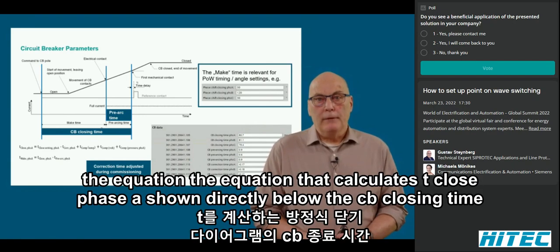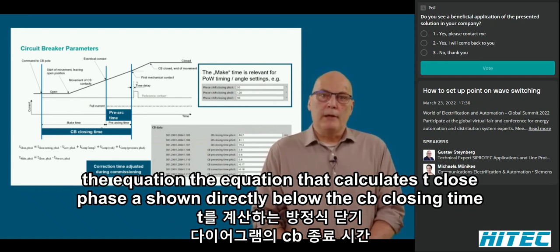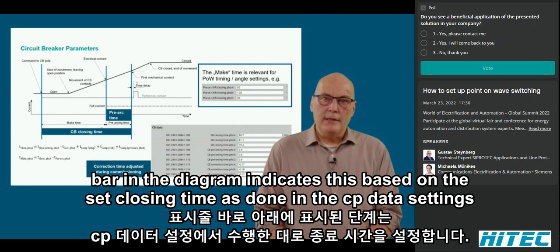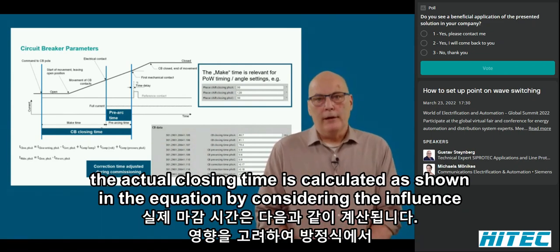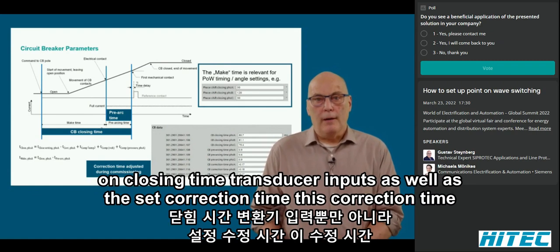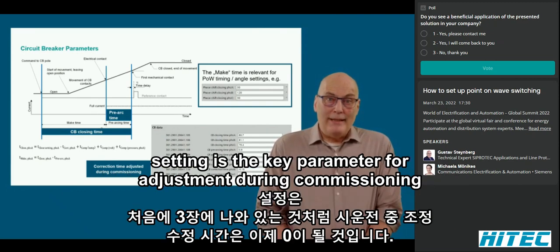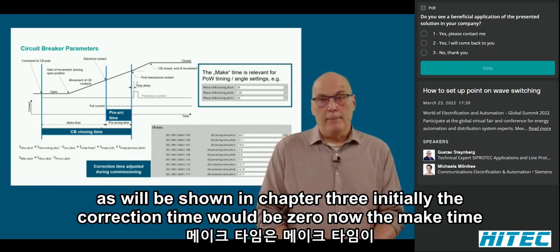Important, all the other timing values will be calculated starting with this setting. The equation that calculates T close phase A, shown directly below the CB closing time bar in the diagram, indicates this. Based on the set closing time, as done in the CB data settings, the actual closing time is calculated as shown in the equation by considering the influence on closing time, transducer inputs, as well as the set correction time. This correction time setting is the key parameter for adjustment during commissioning, as will be shown in Chapter 3. Initially, the correction time would be 0.